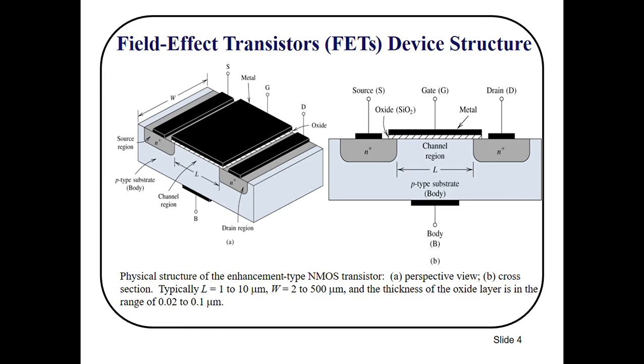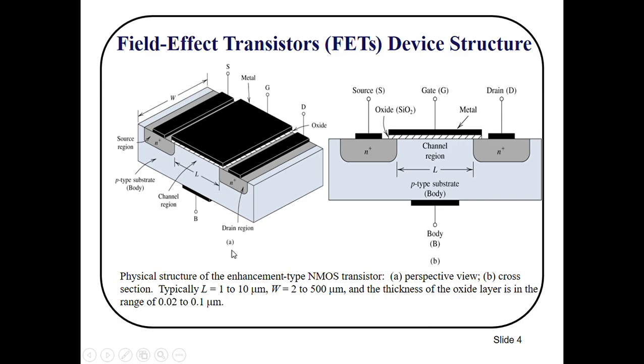So before going to enhancement and depletion type of MOSFET, we will discuss the simple device structure of field effect transistors. So in figure 1, you can see the perspective 3D view of a simple field effect transistor, and in figure B, you can see the cross-sectional view of a MOSFET structure.